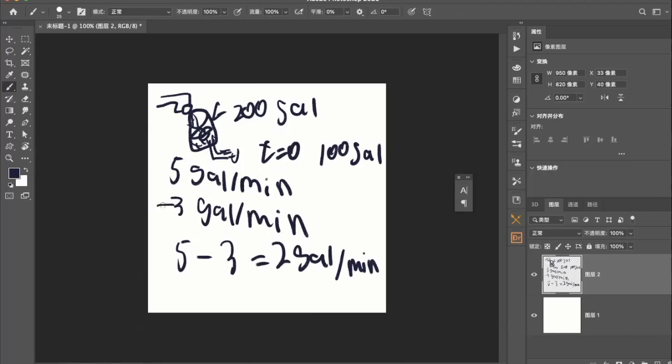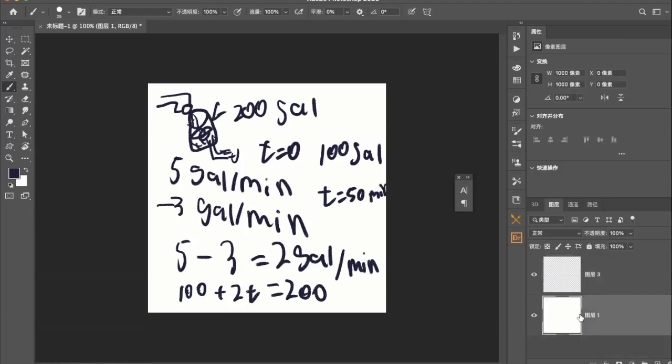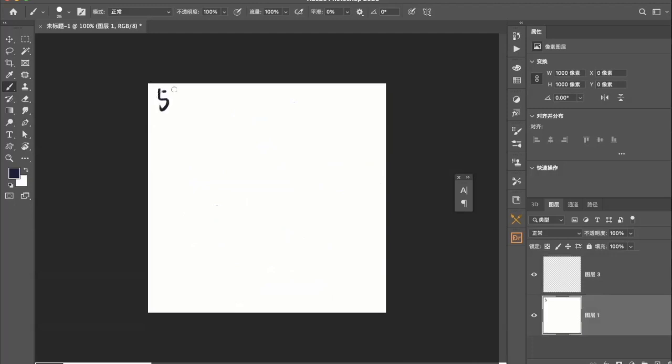There are 100 gallons of water starting initially in the tank, and then the water was increasing at 2 gallons per minute. Our equation would just be 100 plus 2t equals 200, because 200 is a full tank. We need 200 gallons to fill the tank. And solving it, we get t equals 15 minutes. So 15 minutes for question part A.